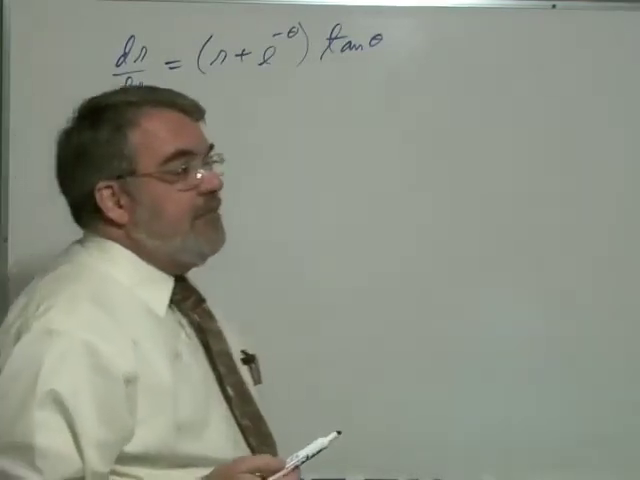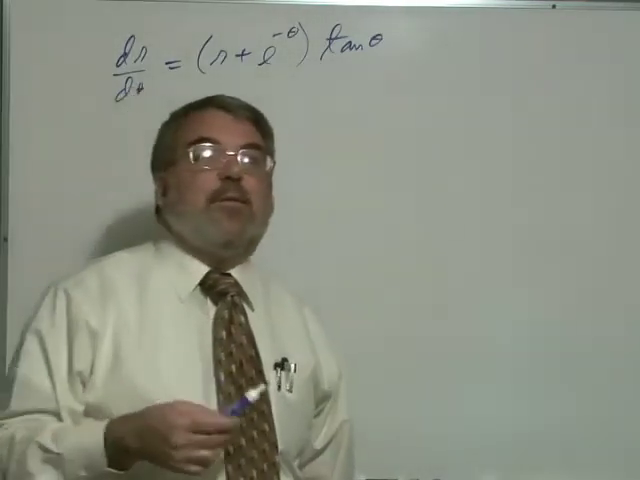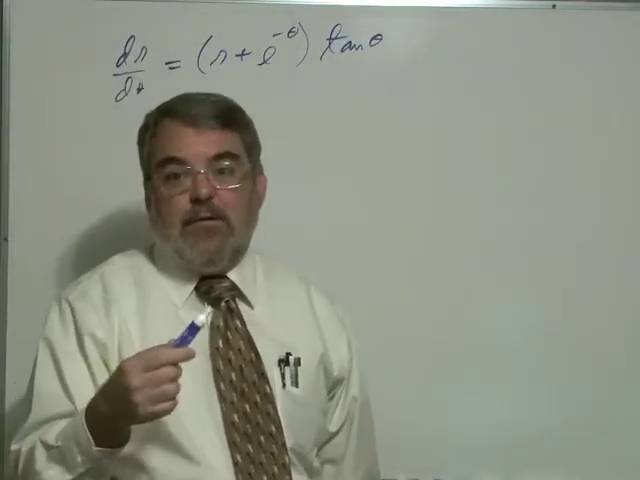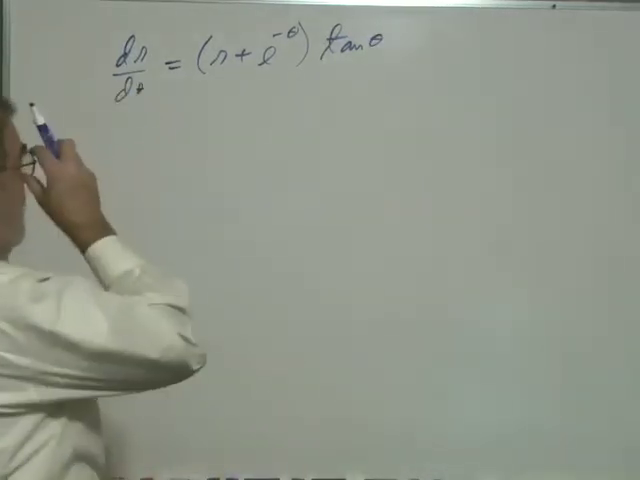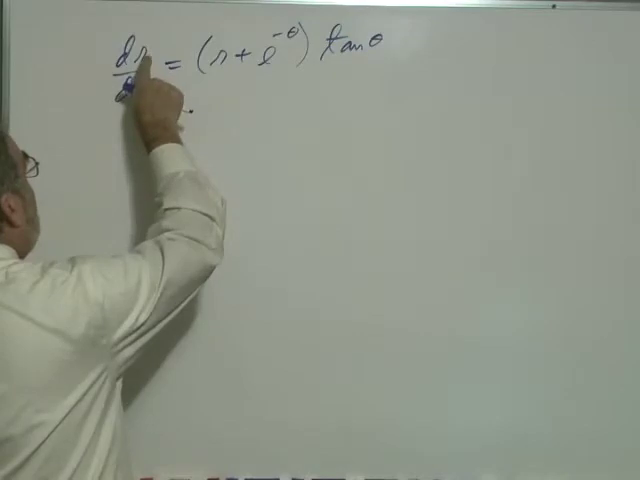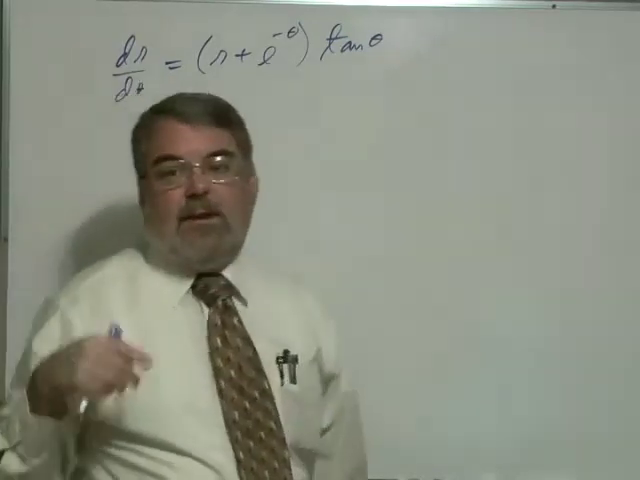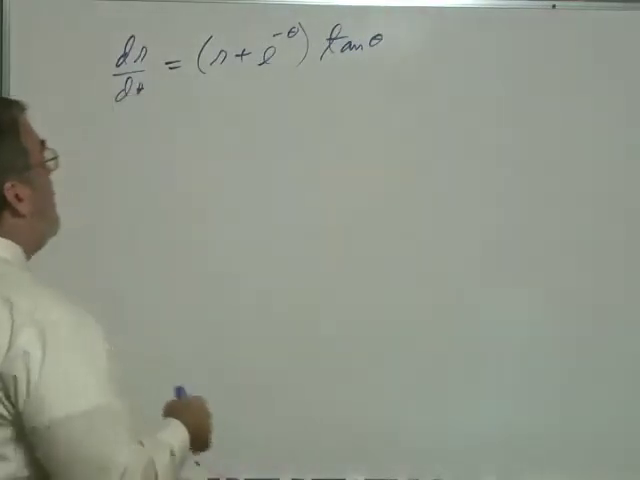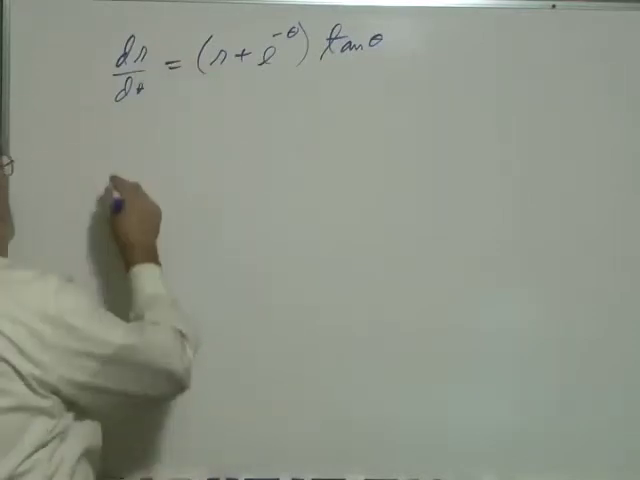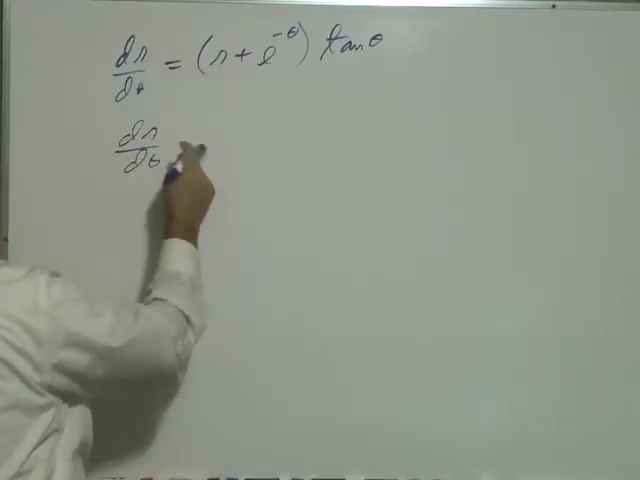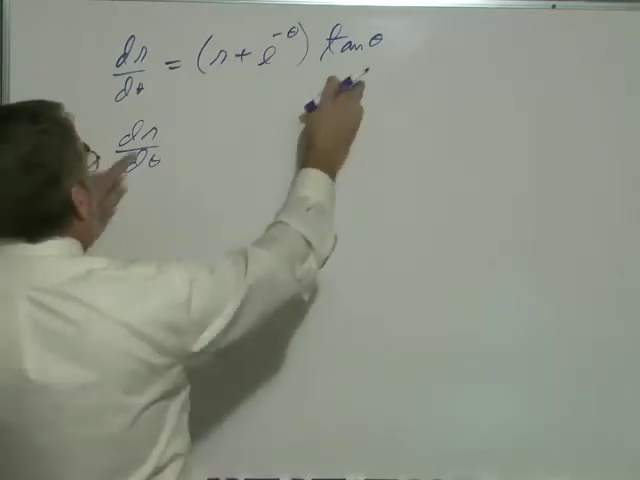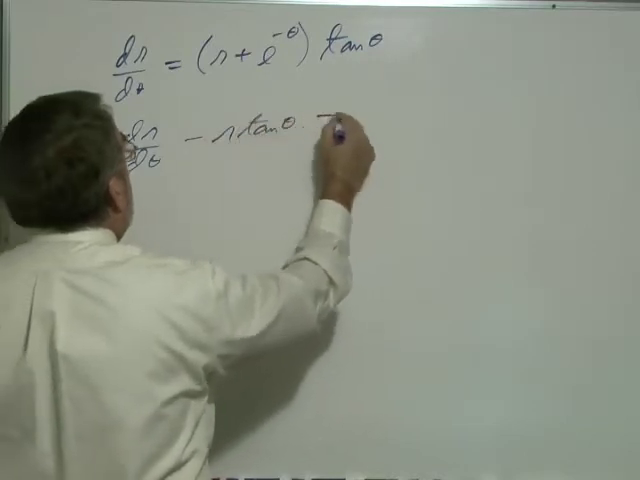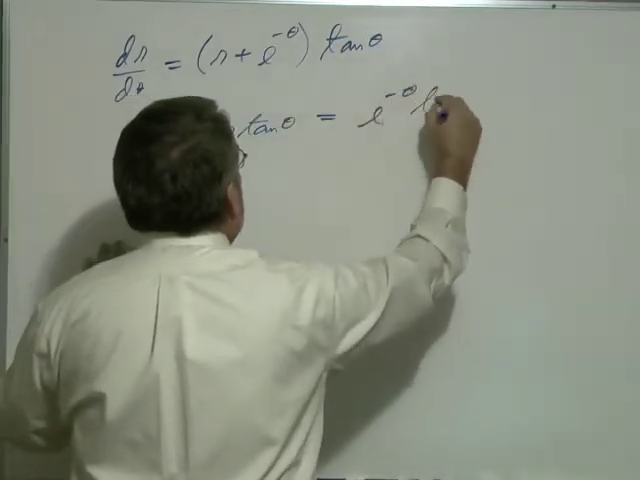But in order to think about it as a first order linear differential equation, I need to rearrange the terms so I can go after the integrating factor. So I'm going to treat r as my dependent variable, like y would be, and theta is my independent variable, my input variable, like x. So thetas are like x's, r's are like y's. So I have dr/dθ, and I need to bring the r term to the left side. So I will subtract r tan θ, and that equals e^(-θ) tan θ.